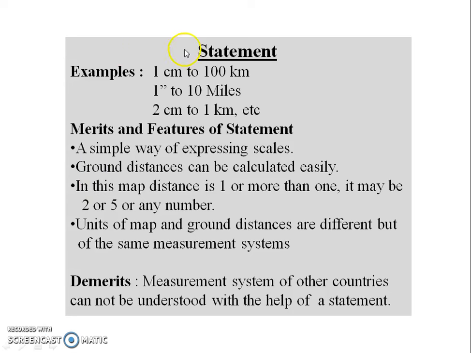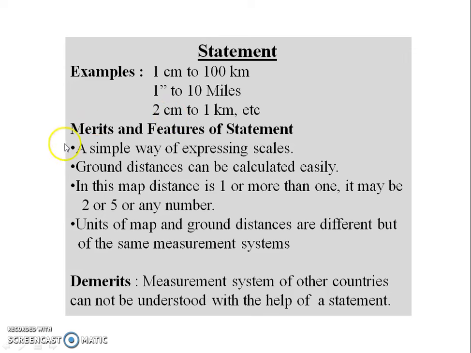Now we discuss the first method of representation of scale, which is a statement. A few examples of statements are 1 cm to 100 km. It means that 100 km ground distance is shown in 1 cm of map distance, or 2 cm to 1 km. It means 2 cm map distance covers 1 km ground distance. Hence, three examples are given. The first two are of small scale and the last one indicates large scale.